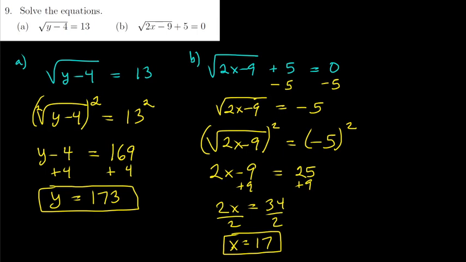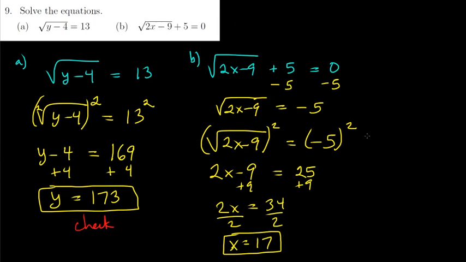All right. One thing I should have emphasized here is that maybe we should check these answers. If we check the 173, you plug that back into the original equation, and you'll see it works. Right? The square root of 169 is equal to 13. But what about 17 here?